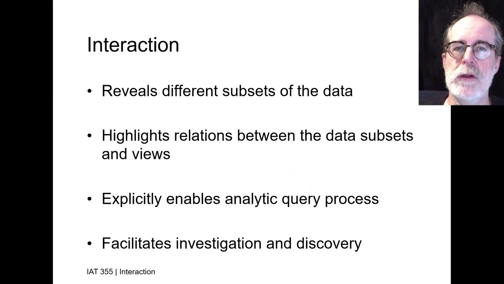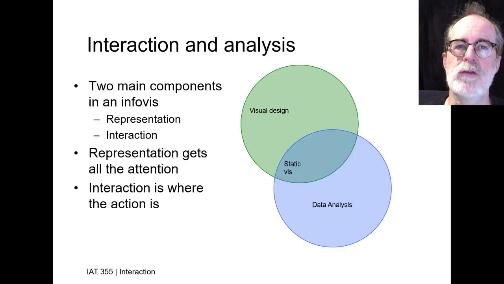Okay, so interaction reveals different subsets of data. We'll talk about that briefly. It highlights relations between data subsets and views. Clearly, that's very important. It explicitly enables the query process. In any website that has data backing it, there's some kind of query system going on. It's either explicit or implicit, either through search, and if there's a visualization method attached, then there's probably some form of visual query. Interaction, of course, is what enables that. And also, interaction facilitates investigation and discovery, as I've already mentioned.